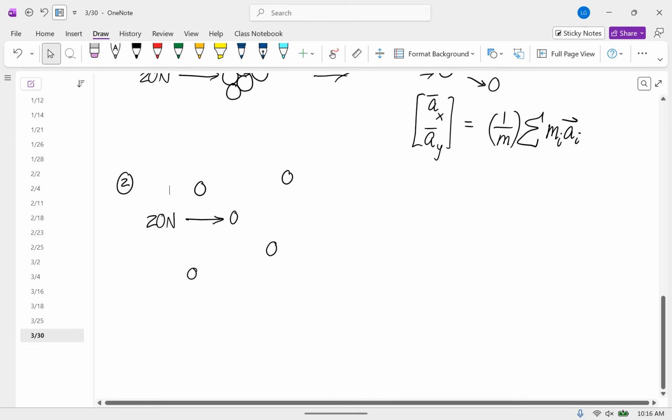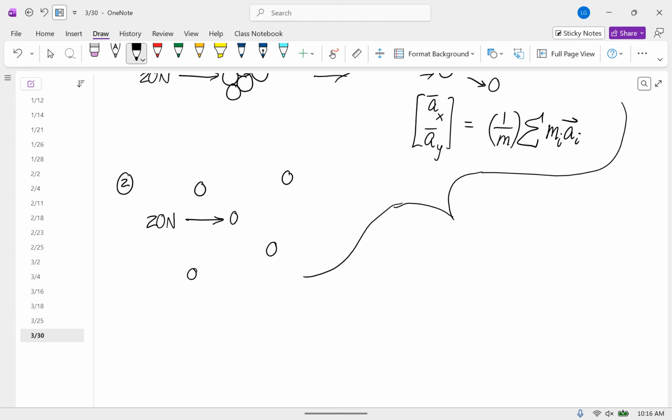So what I'm getting at here is, in either of these cases, in both cases, the acceleration of the center of mass is zero. And that's surprising, but that's how it works.